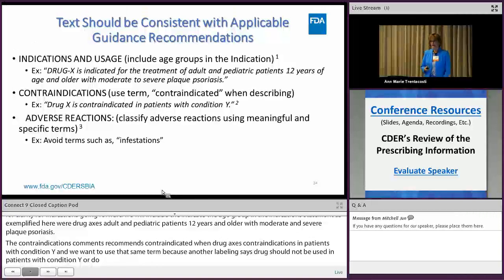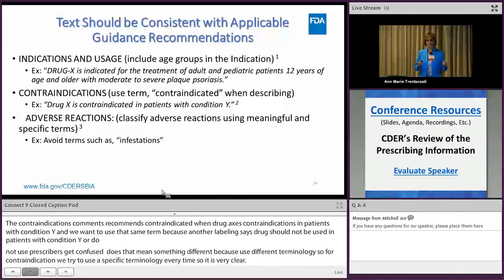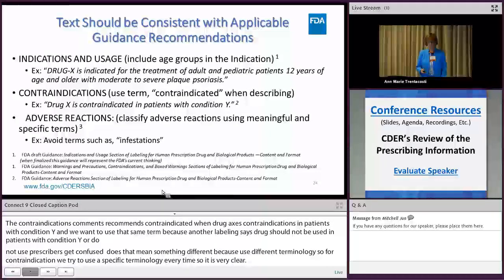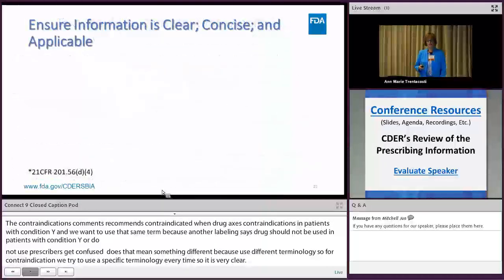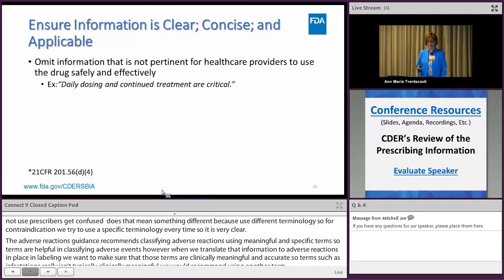The adverse reactions guidance recommends classifying adverse reactions using meaningful and specific terms. So MedDRA terms are very helpful in classifying adverse events. However, when we translate that information to adverse reactions and place it in labeling, we want to make sure that those terms are clinically meaningful and accurate. So a term such as infestations really isn't typically clinically meaningful. We would recommend using another term. We want to, again, ensure the information is clear, concise, and applicable. So I've given you some examples here.